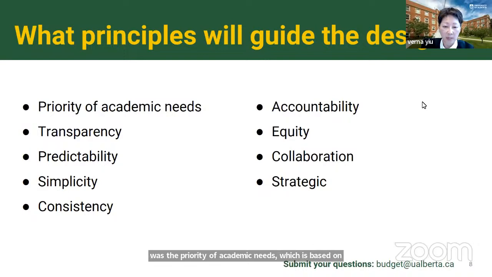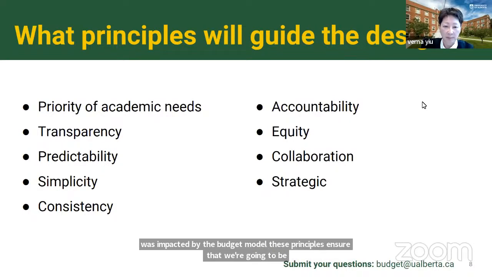And so, as I said, they really have been guiding the development of the new model, and there is more information on each of these principles that's available on the Budget Model 2.0 web pages. I know that on the Zoom, I think our moderator, Lindsay, you posted the descriptors in the chat. And ultimately, as I mentioned, everyone who uses the budget model is impacted by the budget model. These principles ensure that we're going to be aligned and rowing in the same direction.